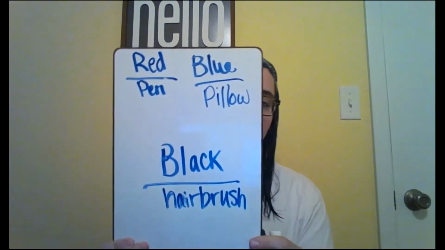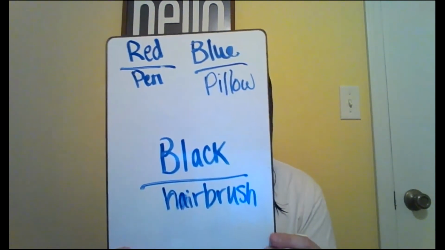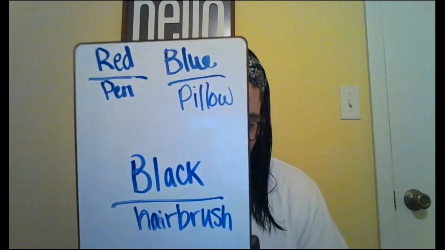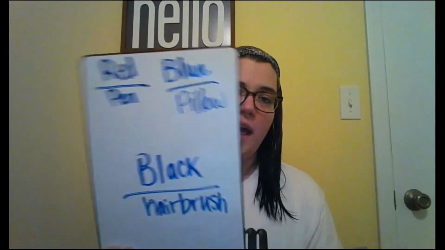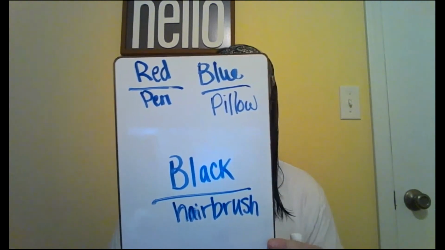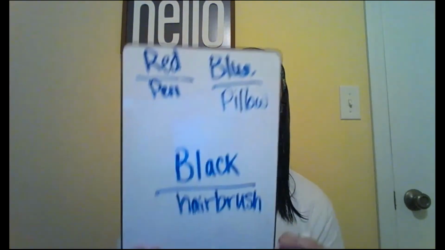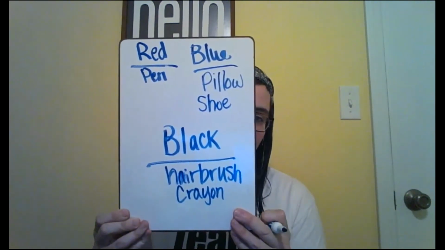If you were to categorize them by look, you could do something like color, because that's a characteristic we see about an item. So maybe you found some red items, some blue items, some black items: a red pen, a blue pillow, and a black hairbrush. But maybe you also found a black crayon and a blue shoe. These are all things you could find around your house, so you just categorize them.